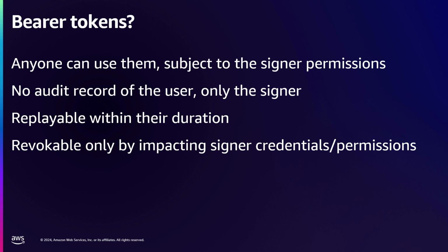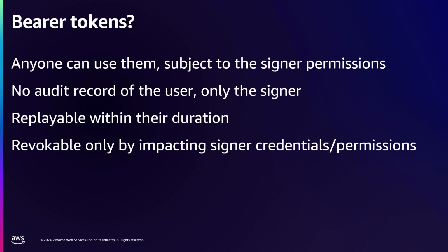Presigned URLs also relax that time constraint, and so they are replayable for their entire duration. I might only want it to be used once, but if it's used once at the end of a month, that means that for the whole month leading up to that, it's been valid. And then the last one is that these things are only revocable by changing the credentials or the permissions of the user who signed those requests.